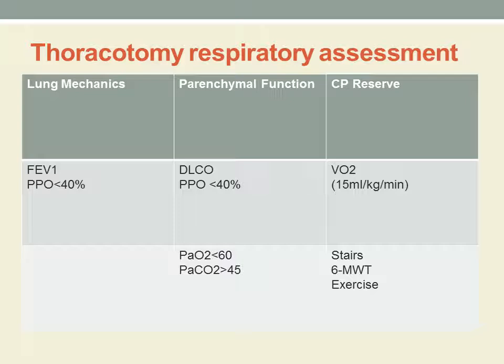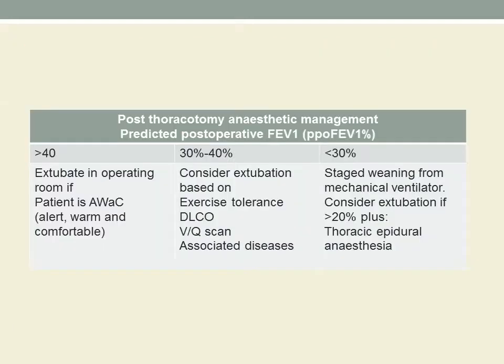So what we have discussed, we are going to summarize here: the thoracotomy and respiratory assessment. It can be observed by lung mechanics, parenchymal function and cardiopulmonary reserve. For lung mechanics, FEV1 with a PPO less than 40%. Parenchymal function, TLCO with a PPO less than 40%, or PO2 less than 60%, and PCO2 more than 45. VO2 max less than 15, stairs, 6-minute walk test and exercise. These all highlight that the patient has problems after surgery.